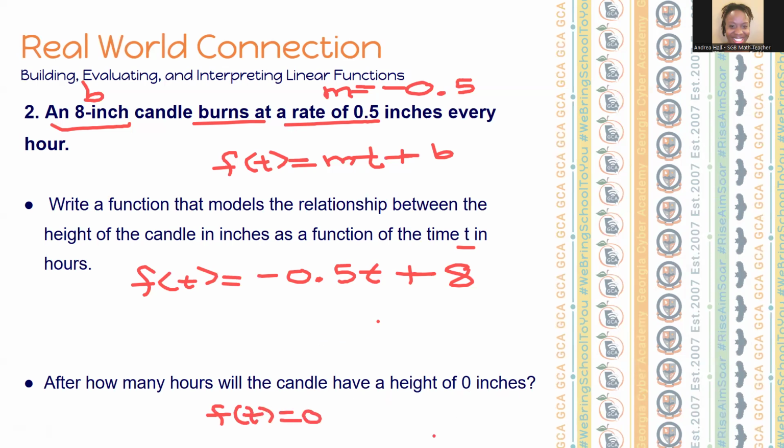Okay? So 0 equals negative 0.5 t plus 8. So you're not plugging in 0 for t because t is your time, and they said 0 inches. All right, so this is when you can use your calculator to help you with that.